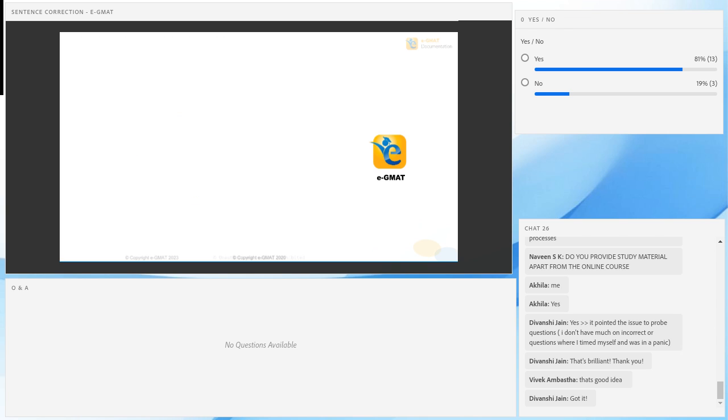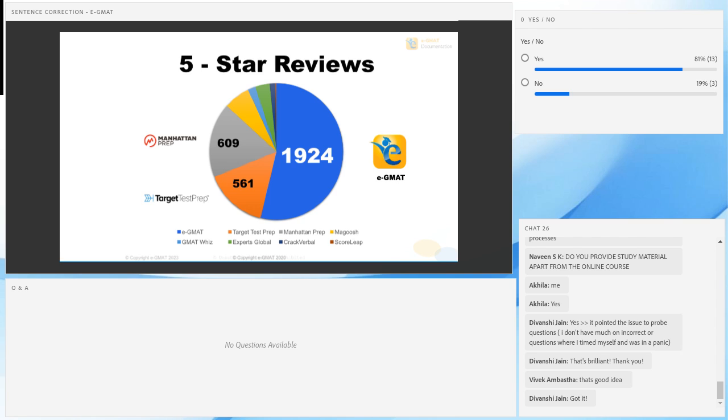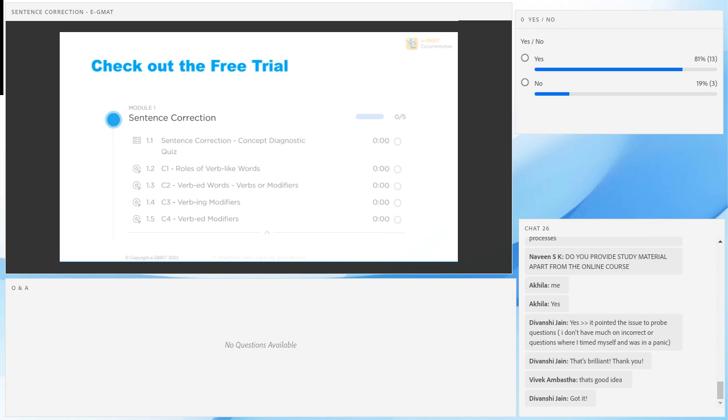So that is something to keep in mind, okay? And again, you talk about 5-star reviews, there's no comparison at all, right? The data speaks for itself, okay? So again, e-GMAT students, make sure you take all these learnings with you, okay?